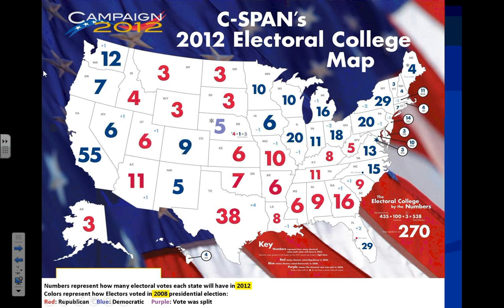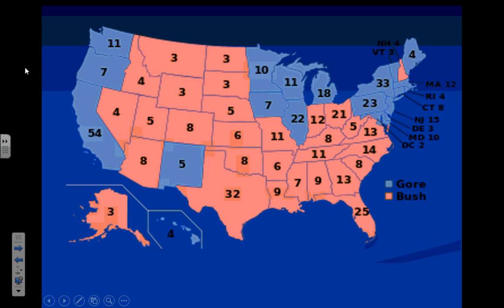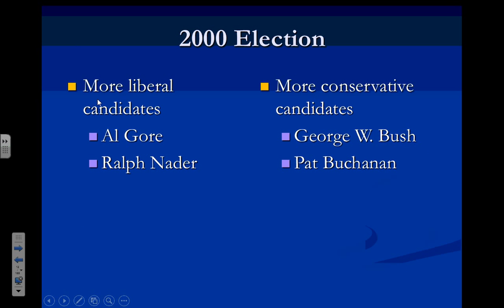This is the 2012 election. I don't know why I have that there. Let's look at the 2000 presidential election. Now, to win an election, you need a majority of electoral votes. Well, in 2000, we had two more liberal candidates. We had Al Gore and Ralph Nader run. Okay, Al Gore was a Democratic candidate. On the other side, and Ralph Nader, by the way, was a Green Party candidate. On the other side, we had George Bush, who was a Republican, and we had Pat Buchanan, who was a Reform Party candidate, which is a more conservative candidate.